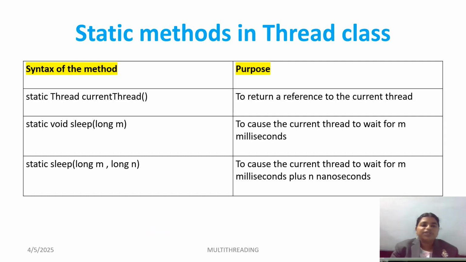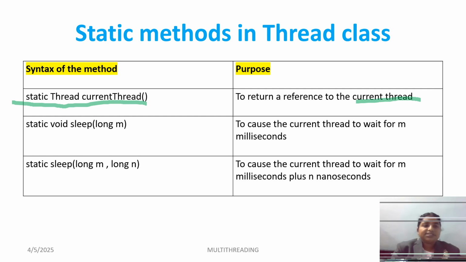Let us now move to the static methods in the Thread class. The first method is static Thread currentThread. The functionality of this method is to return the reference to the current thread. Even though we have any number of threads working in the program, it returns the reference to the currently active thread.